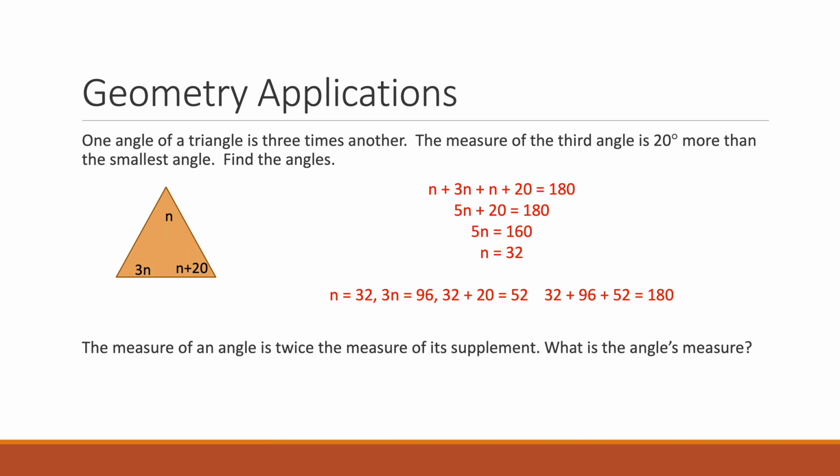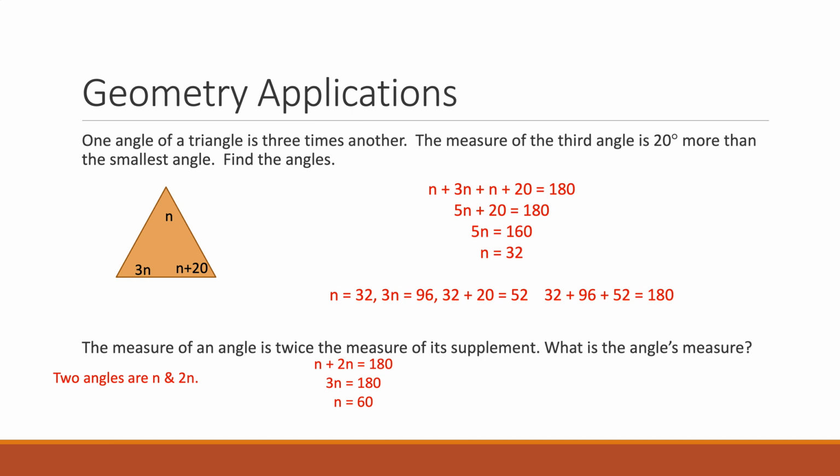Okay, the next question on this particular sheet, card, whatever you want to call it, slide, is the measure of an angle is twice the measure of its supplement. What's the angle's measure? Well, again, it's twice, so the angles are going to be n and 2n. Supplementary, though, does not mean adds up to 90. Supplementary means adds up to 180. So n plus 2n are 180. Same side, same operation. 3n is 180. Dividing by 3, and I get that n is 60.